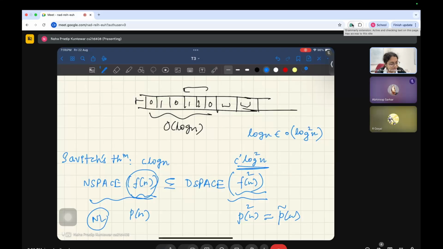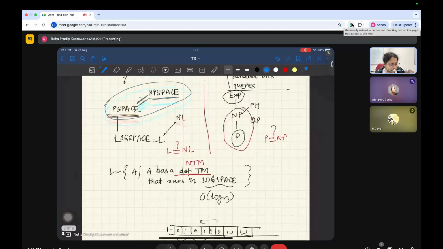In case of PSPACE, what happened is, even though this was squared, it's still a polynomial. Even if this were some n to the k, the square of that would have been n to the 2k, which is still n to some k prime, which is still polynomial. But that doesn't go for log. So this directly doesn't apply.